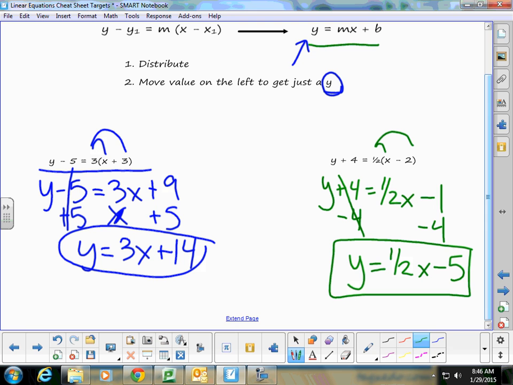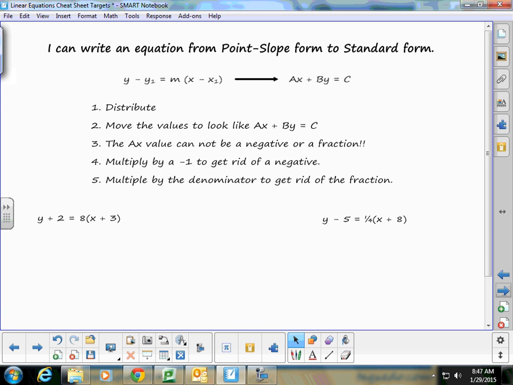So hopefully that target shouldn't be too terrible for you. It's just 2 steps. All right. Going from point slope to standard, we struggle a little bit more here. Remembering we do, yes, still need to distribute. Sometimes that fraction's ugly and can't distribute, so obviously, you can get rid of it ahead of time.